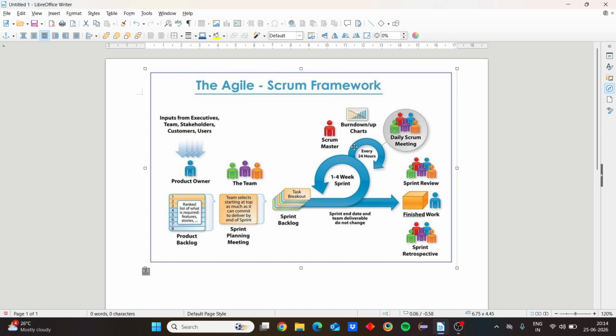And this particular chart or graph says how much work is planned, how much work is completed, and how much work is still pending. This particular chart says these three things. Which things? How much work is planned, how much work is completed, and how much work is still pending.